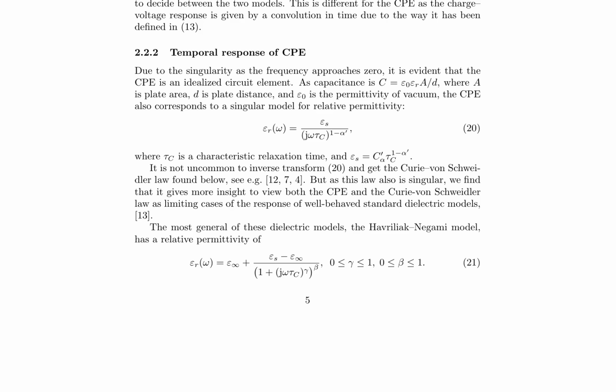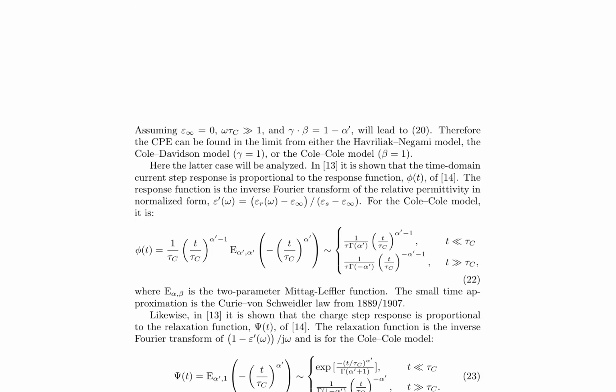The CPE is an idealized circuit element, with a singular relative permittivity given by equation 20, which can be viewed as a limiting case of well-behaved standard dielectric models, such as the Havriliak-Negami model. The CPE can be found in the limit from the Havriliak-Negami model, the Cole-Davidson model, or the Cole-Cole model. Focusing on the Cole-Cole model, the time domain current step response is proportional to the response function, phi of t, given by equation 22, which has a small time approximation that corresponds to the Curie-von Schweidler law.